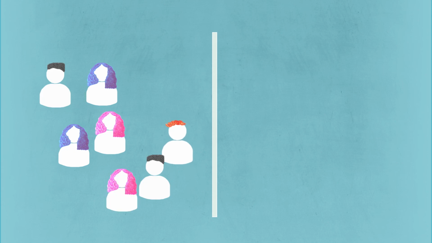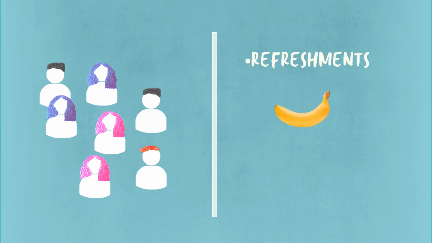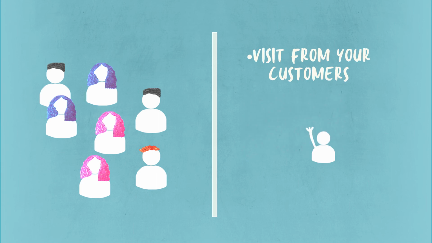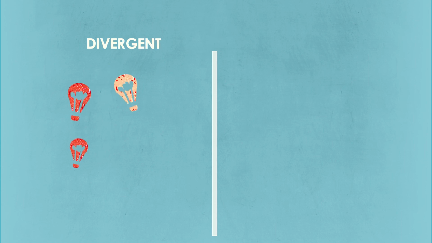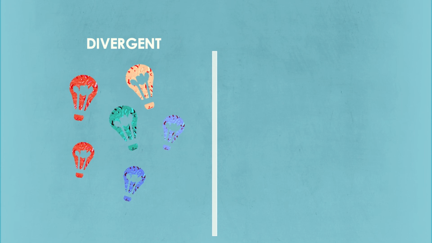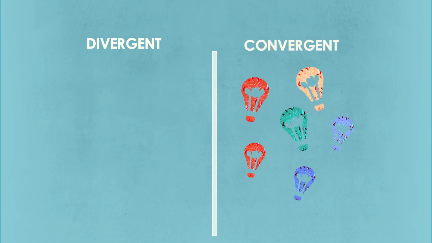Throughout the brainstorming exercises, you need to keep the participants fresh. Don't forget regular breaks, moving around between working groups, plenty of refreshments, and perhaps thought-provoking videos or a visit from your customers. Make sure that you can encourage all participants. In the divergent stage, there are no bad ideas. Make sure you capture those ideas, ready for entering the convergent stage again later on.